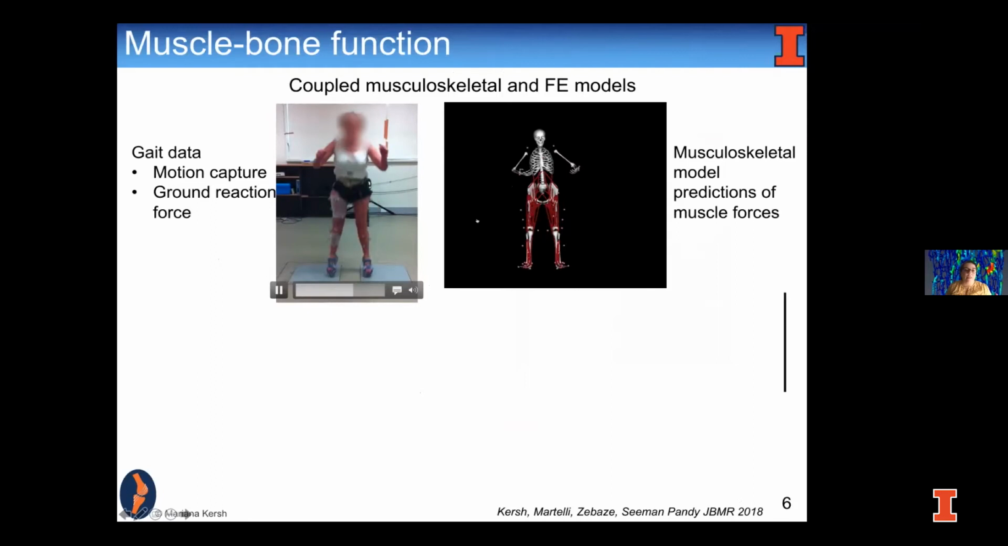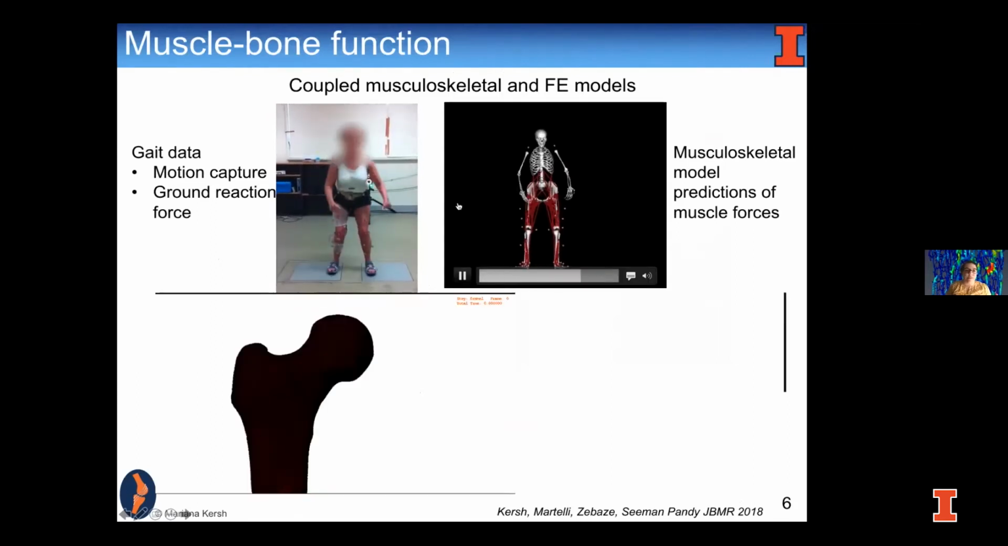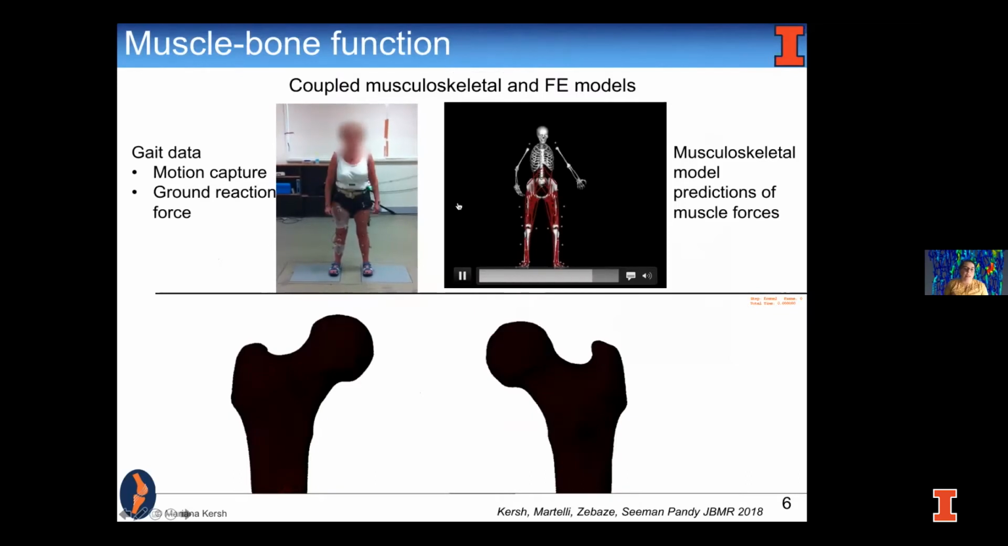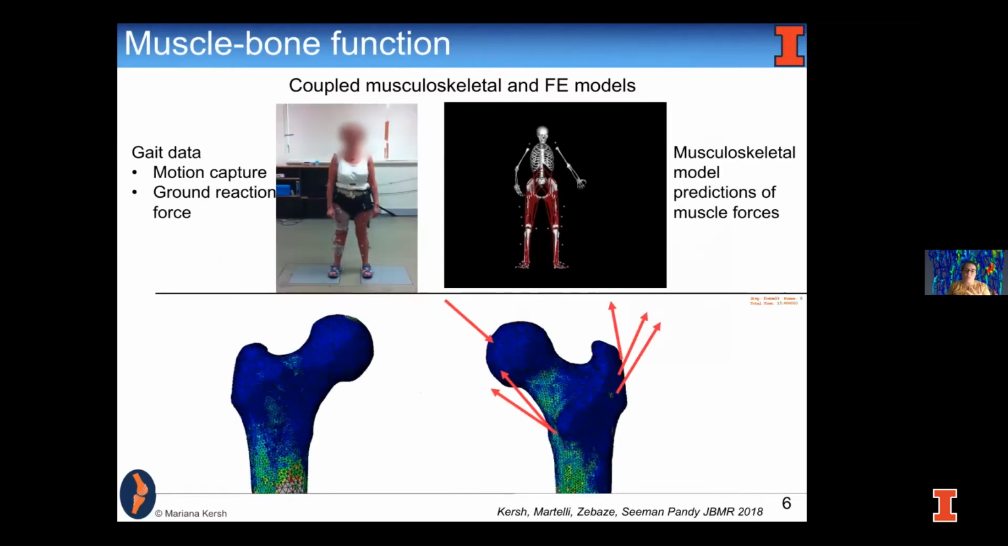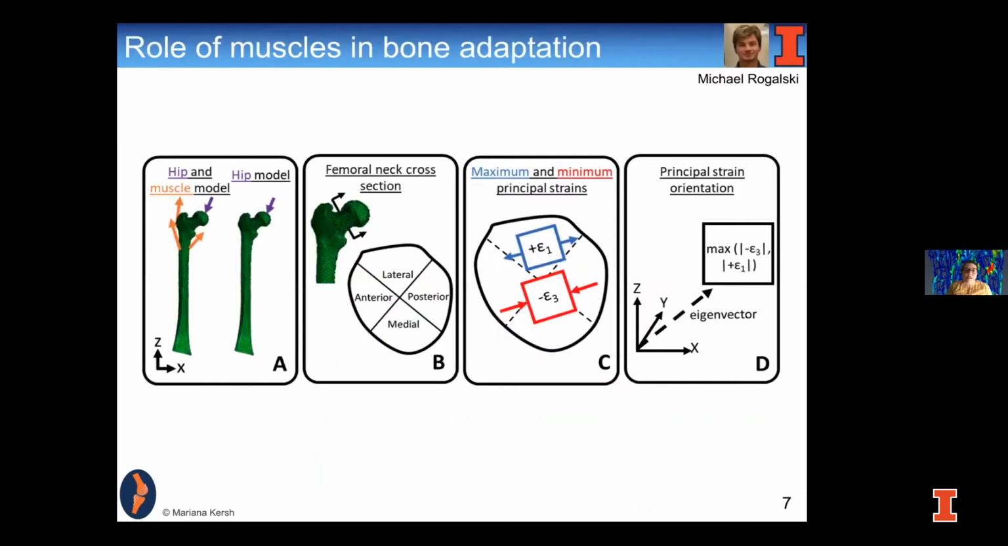We have musculoskeletal models that can give us predictions of the muscle forces. And then we can combine those together with finite element models based on medical images of their femurs, and then look at actually what the contribution of these different loading conditions is in terms of the strain in the bone.